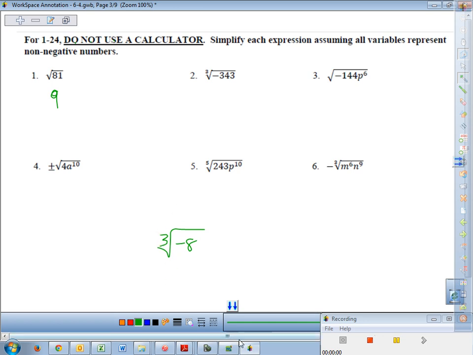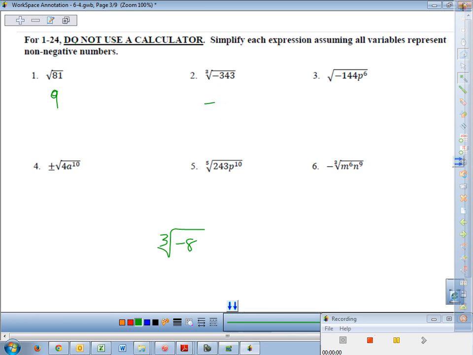What kind of root is this? Even or odd? Odd root. You can take an odd root of whatever you want, right? If it's an even root, the number underneath the radical must be positive for you to even be able to do it. So can we do this problem? Yes or no? Yes. Since this is negative, it's going to come out negative.